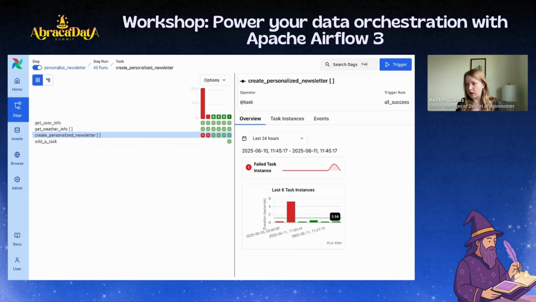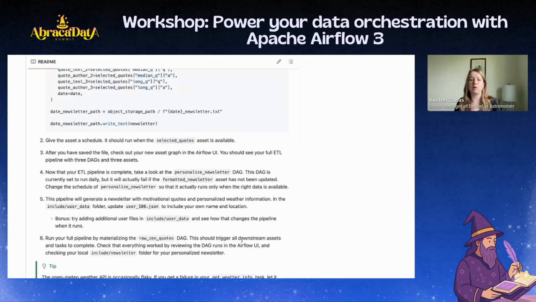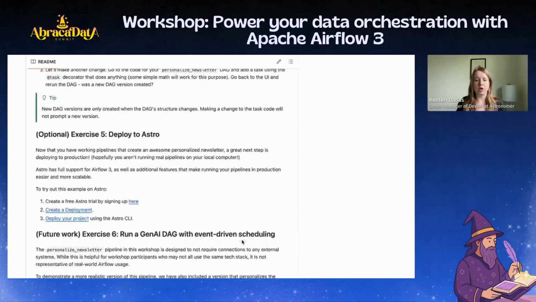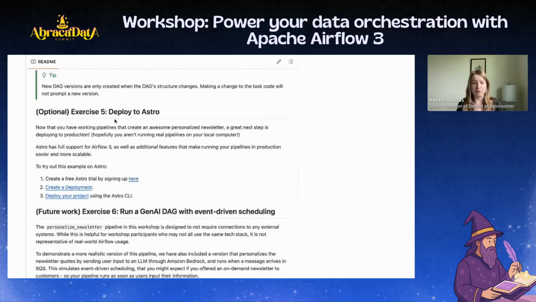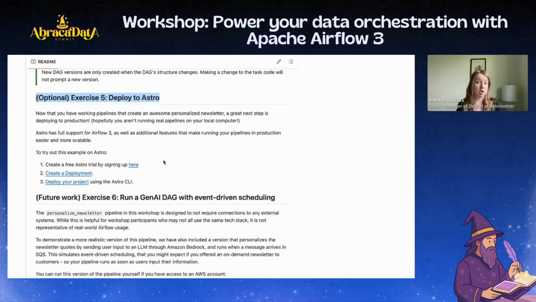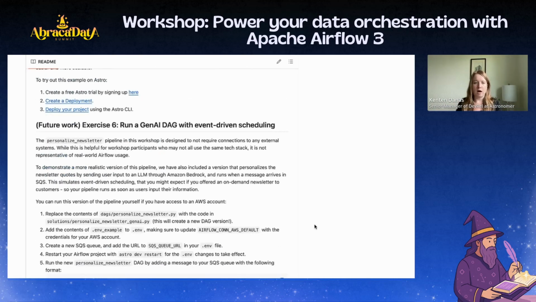Okay. Great. So I'm glad some folks were able to download this and get started with it. These were most of the exercises. Again, I will note there are a couple of other optional things in here for future work. I'm going to talk about Astro more in just a second, but this is optional if you want to create a trial and deploy this, as if you were going to run this in production, and play around with a managed service. You have that option.